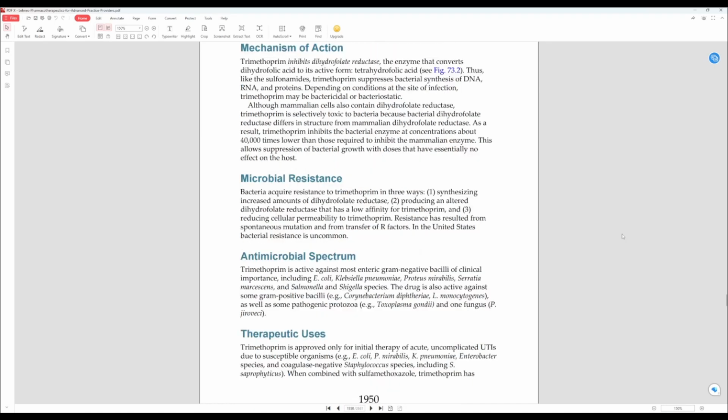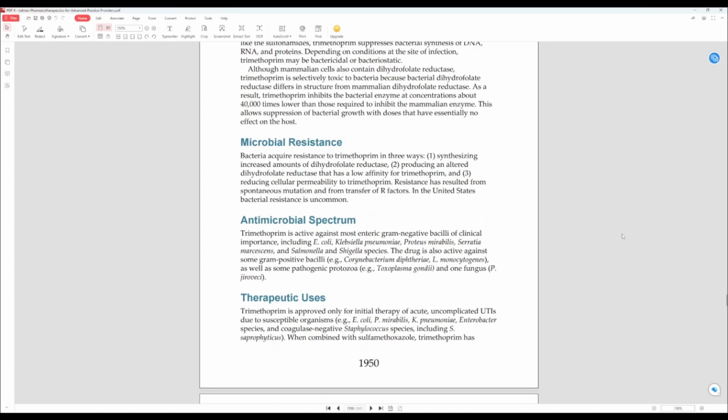Which brings us to microbial resistance. Bacteria acquire resistance to trimethoprim in 3 ways: synthesizing increased amounts of dihydrofolate reductase, producing an altered dihydrofolate reductase that has a low affinity for trimethoprim, and reducing cellular permeability to trimethoprim. Resistance has resulted from spontaneous mutation and from transfer of R factors. In the US, bacterial resistance is considered uncommon.